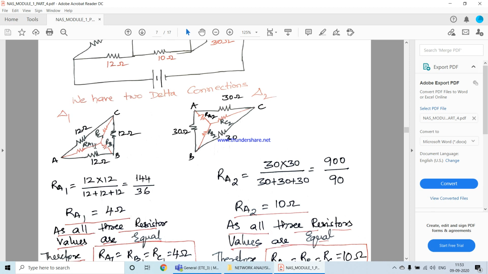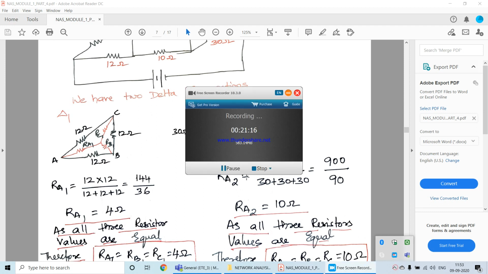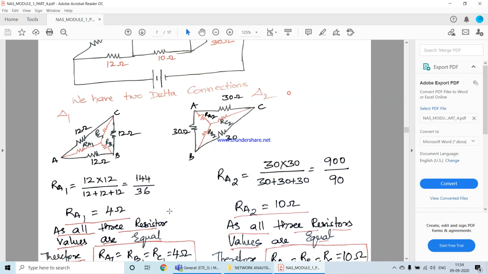Now RA1 is adjacent to this 12 ohms and this 12 ohms, right? In between the 12 ohms and 12 ohms we have RA1 which is connected. So therefore RA1 will be equal to 12 into 12 divided by the summation of all these resistances, 12 plus 12 plus 12. I get 144 by 36, which is nothing but RA1 equals 4 ohms.